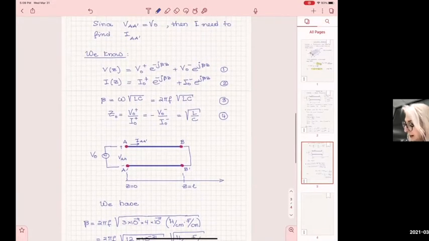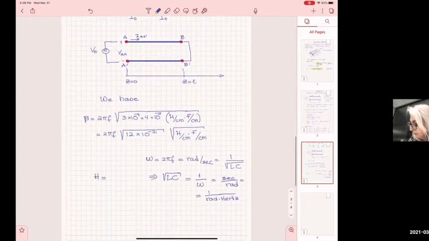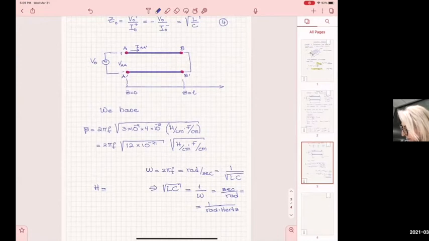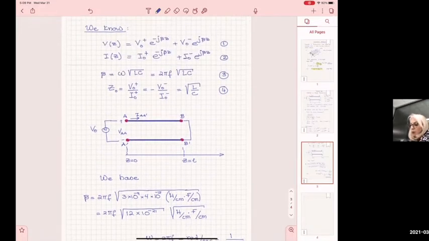So when you have that beta is omega square root of LC, beta in reality is just a number, if you like. Beta also is expressed as, let me see here, I better check the book so I don't say things that are not there. So beta here, transmission line equations, beta is omega square root of LC. What are the units?